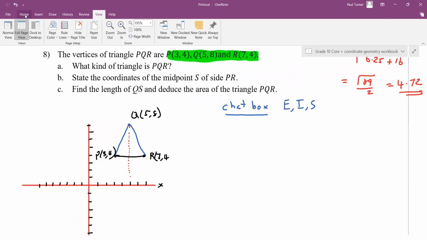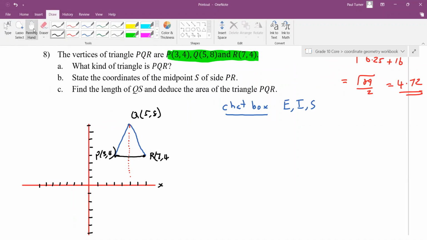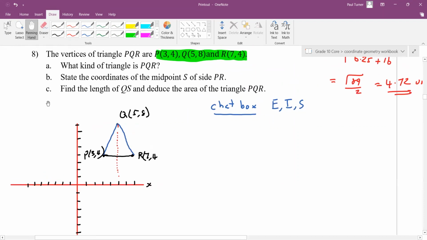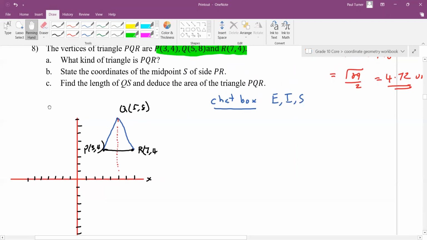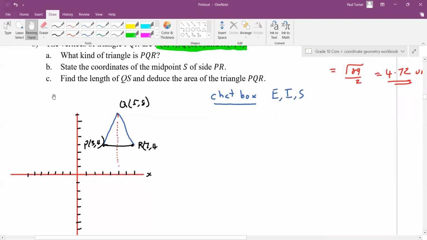All right. Okay, let's see. What do you think? Yeah, I for isosceles. Yeah, because if you look at your picture, if you've drawn it fairly accurately, you should see that this is 3 and this is 7. So this is the middle, this is 5, which means that these lengths are equal here.